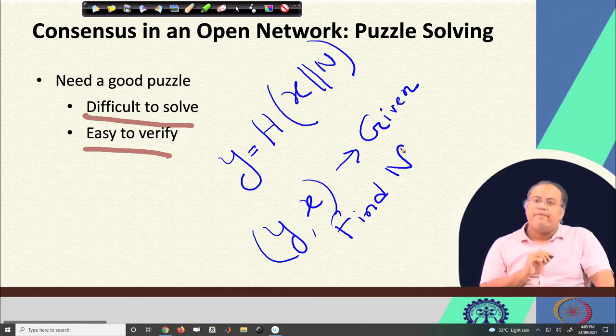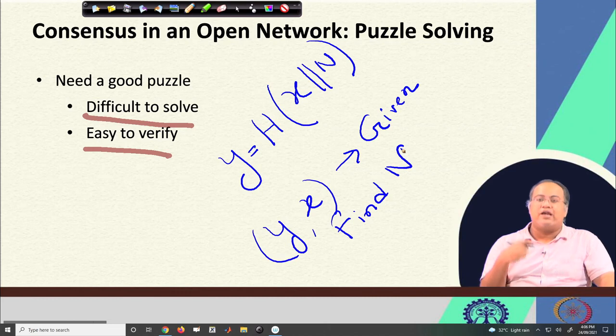Now, if this is the requirement, this is my puzzle, then from the properties of the cryptographic hash function, I do not have a deterministic algorithm or a deterministic way to solve this particular challenge. So what do I have to do? I have to do a random search, trying different values of nonce, different values of n, to find an n which satisfies this. So, this is a challenging problem, a hard problem to solve.